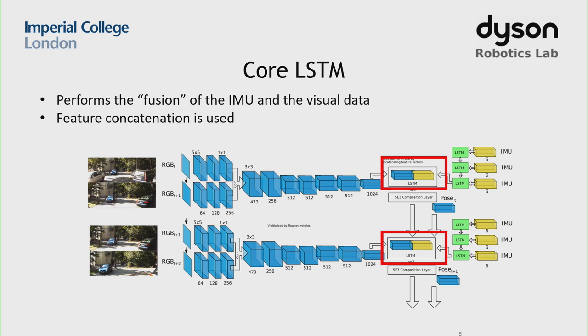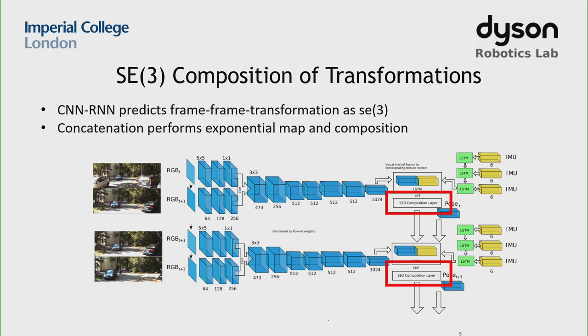This concatenation is then done in another central network, which we call the core LSTM, and the LSTM is just the RNN type that we use. It performs the fusion of the visual and the IMU data to give us our estimates of the translation of the device over time. We predict individual frame-to-frame transformations from our core LSTM first, in se3 space, which is basically just a minimal parameterization of the transformation. Then we up-convert that to big SE3 pose, and concatenate these transformations over time to go from frame-to-frame poses, which the core LSTM estimates, to a whole sequence of concatenated poses.